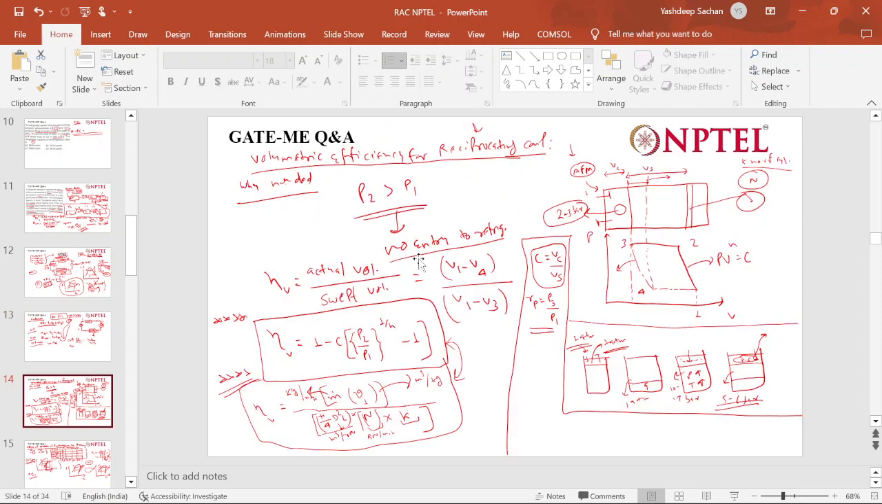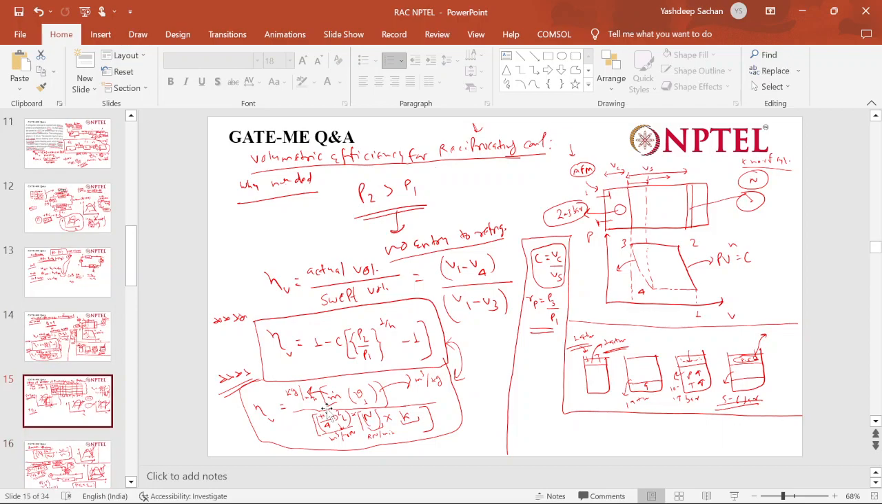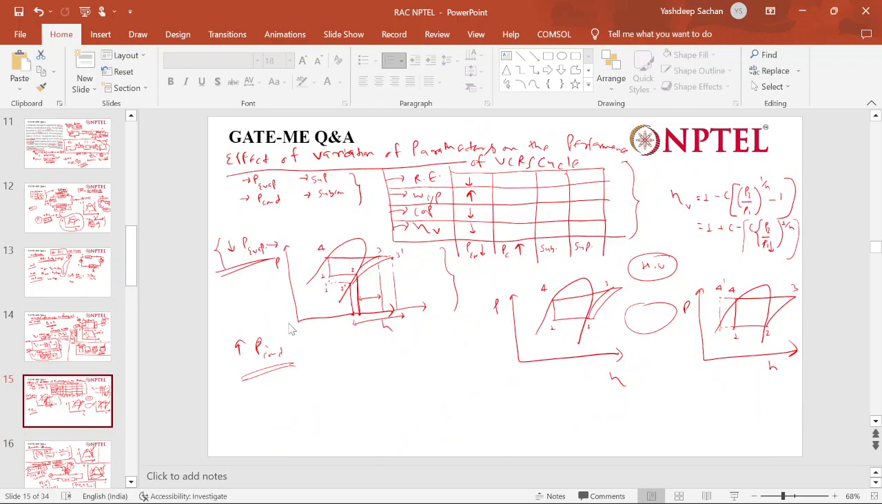Next I told about the volumetric efficiency of the reciprocating compressor. Today we are going to see one numerical on the basis of that. These two formulas are very important, so we will be seeing them while solving the question. And these are some effects of various parameters on the performance of the cycle.